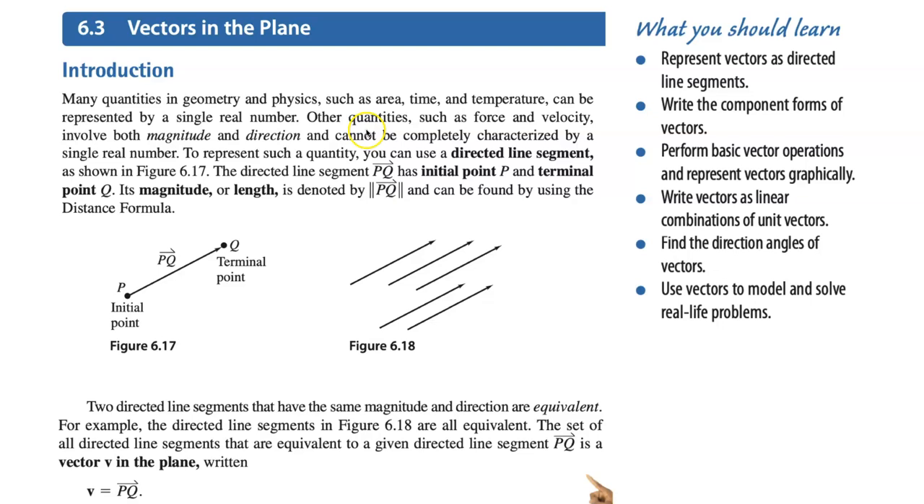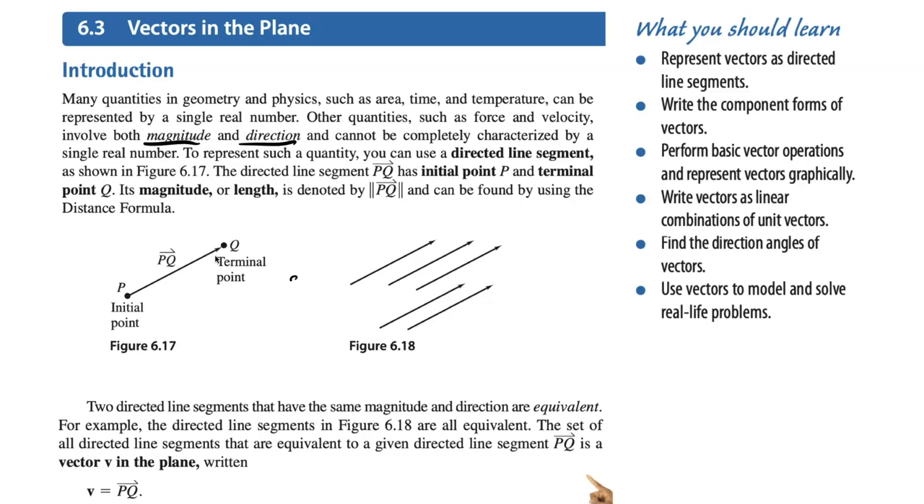But some things need both a magnitude and a direction, like a force and a velocity. That's what a vector is. It lets you know how fast you're going and which direction you're going. To represent a vector, we use a directed line segment like here. This is a vector going from P to Q. Where you start is your initial point, and where you end is your terminal point. We always start at the initial point, so PQ is the name of this vector.